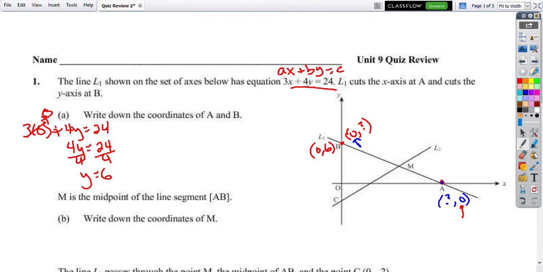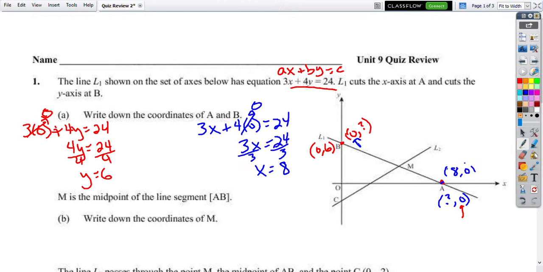And for the x-intercept, we're going to plug 0 in for y. So 3x, not parentheses, plus 4 times 0 is equal to 24. This is going to become 0, so I get 3x is equal to 24, and then when we divide by 3, we get x is equal to 8. All right, so that tells me this is now the point (8, 0). So that's how we get the intercepts.